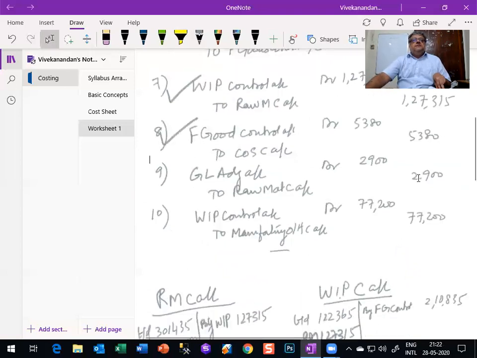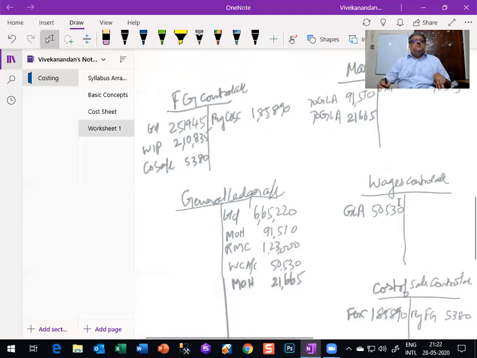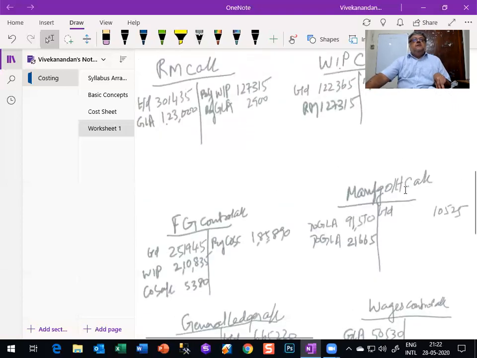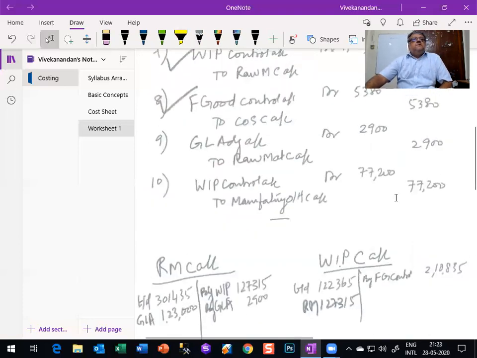The next is general ledger adjustment account to raw material account. By general ledger adjustment account, how much? 2,900. What is the entry? General adjustment account to raw material control account, 2,900. So we have finished this journal also.